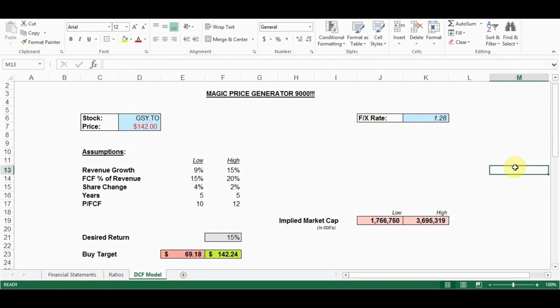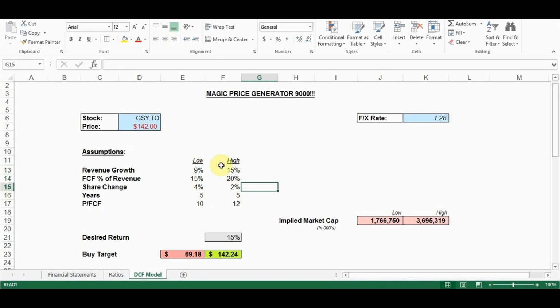If I was doing something like Lightspeed, the financial statements are in US dollars, but the ticker is in Canadian dollars, obviously. So that's where you would link that FX rate in there. So then basically I have two rows of assumptions. My low assumptions, which I believe to be my worst case scenario, and then my high assumptions, which I believe to be a more aggressive best case scenario.